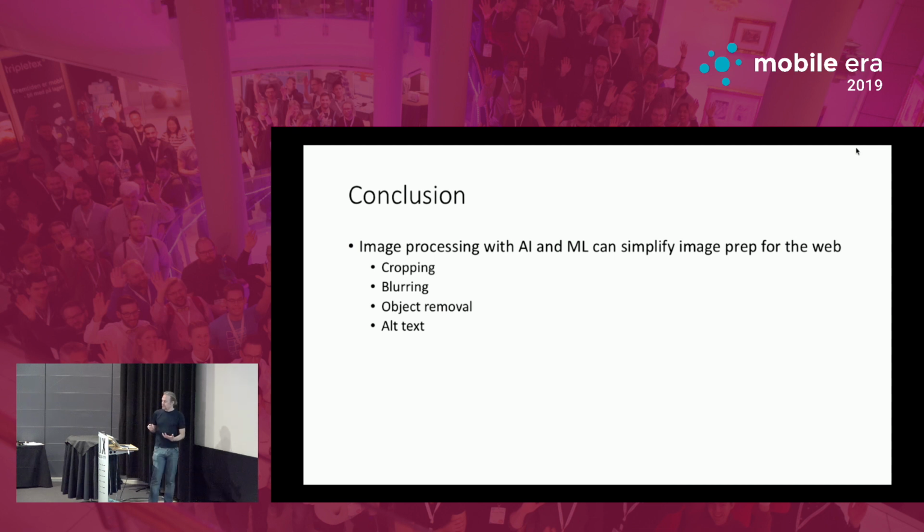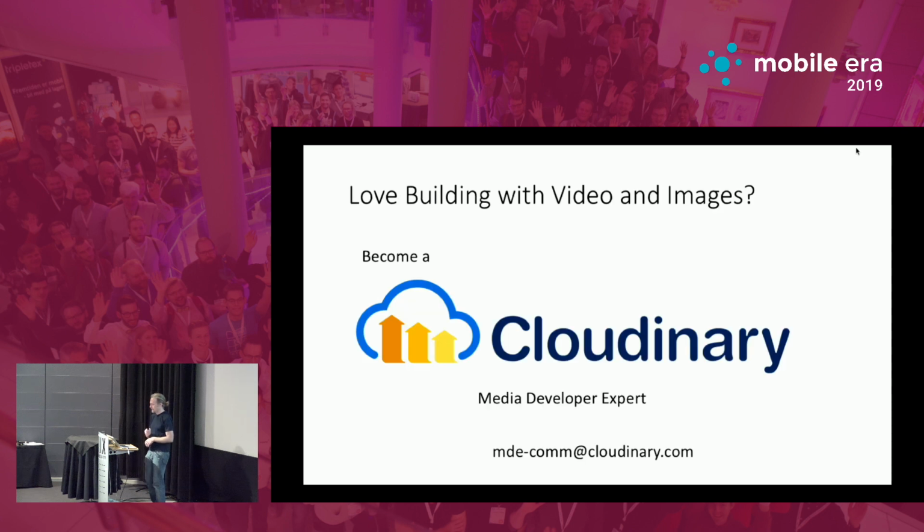In conclusion, we can do this image processing with AI and machine learning, and it can really help us optimize the way we build images for the web or for our apps. We can do automatic cropping, we can blur things, we can remove objects, we can generate the alt text, and we can do this all automatically. Obviously, there should probably be a little bit of a review before some of this stuff goes live, but if we can remove 80% of the hard work, so we just have to do 20% of the tedious work, I think that's a huge improvement on the grunt work that happens while we're building content to go up on the web or in our apps.